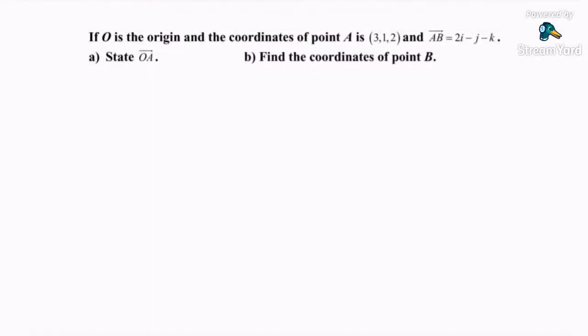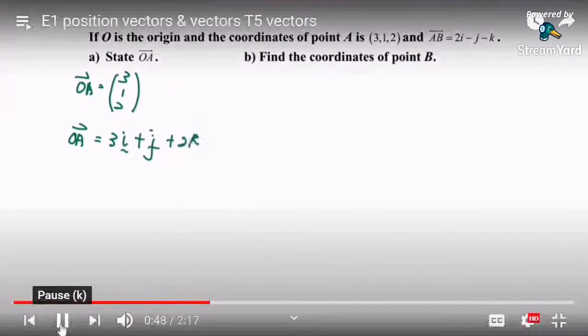If O is the origin and the coordinate of a point A is 3, 1, 2, and the vector AB is equals to 2i minus j minus k. A, state the OA, or we can say the position vector for A. So, position vector for A is equals to 3, 1, 2. Or you may write it as position vector for A is equals to 3i plus j plus 2k. Ini adalah position vector atau kita panggil dia point.